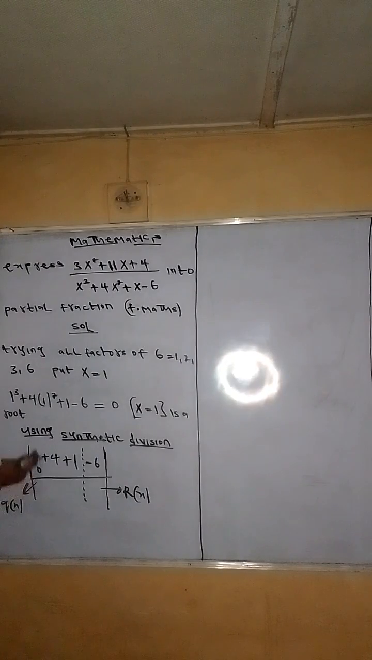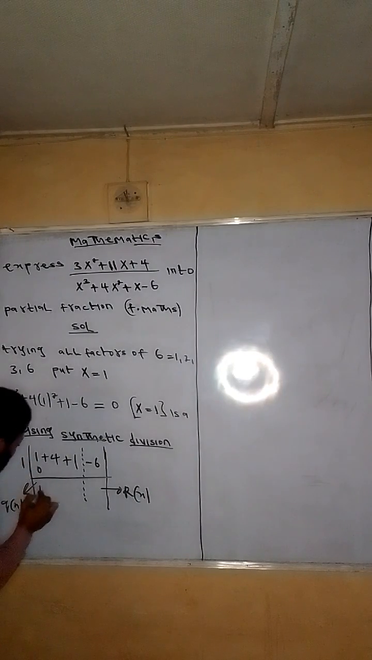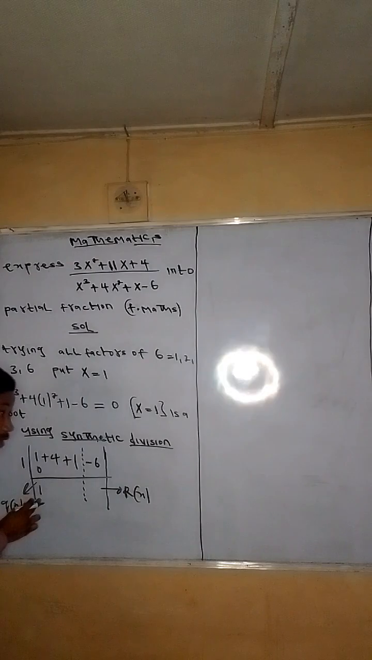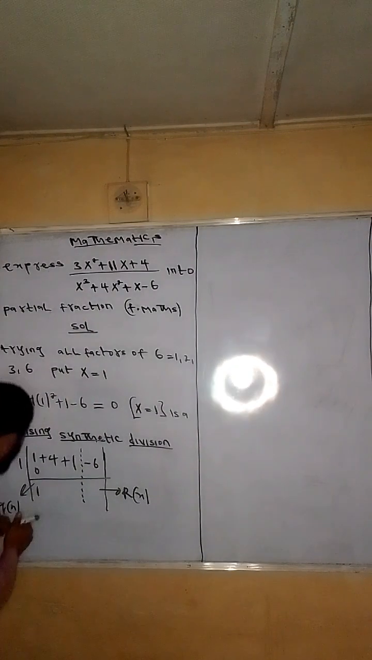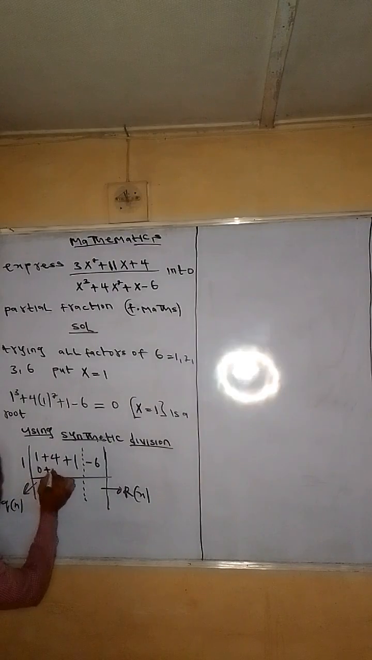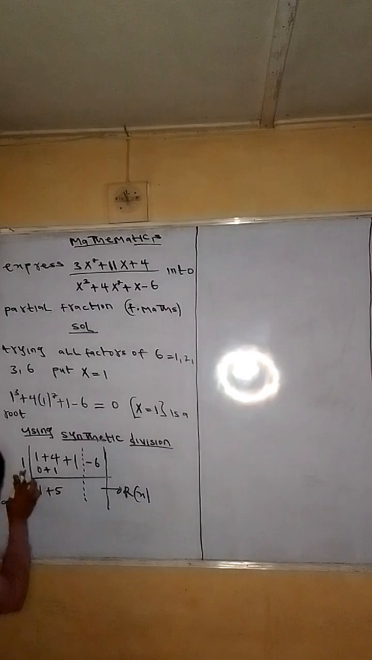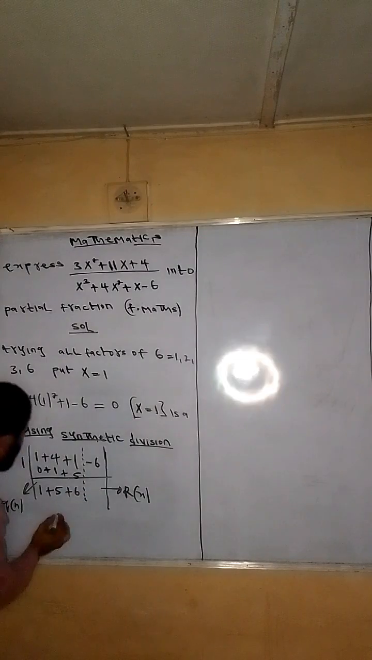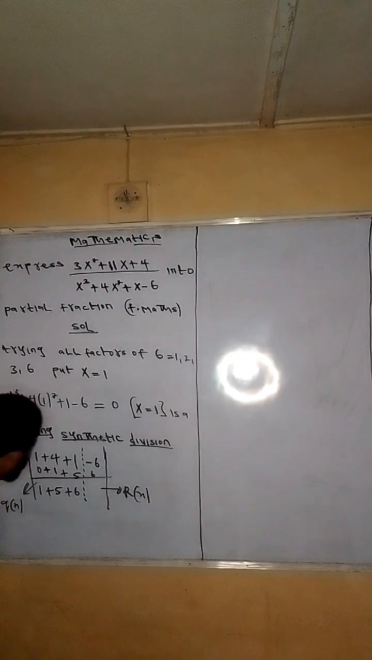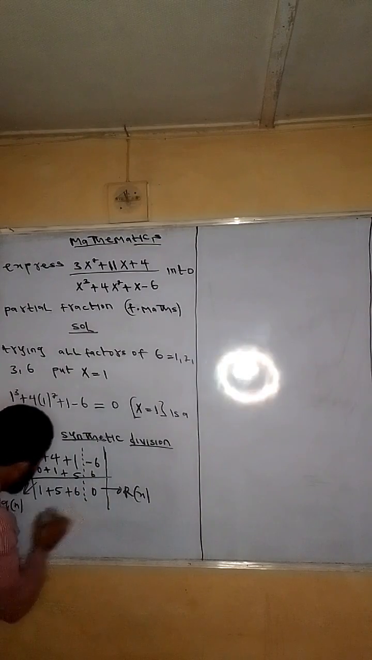So all we need to do is add these two numbers together. 1 plus 0 is 1. Then this number will multiply the new number we have gotten. How did I get this number? I just brought down what we call the leading coefficient. So 1 times 1 is plus 1. Then 4 plus this one is plus 5. 1 times 5 is plus 5. Then 1 plus 5 is plus 6. 1 times 6 is 6. Minus 6 plus 6 is 0.